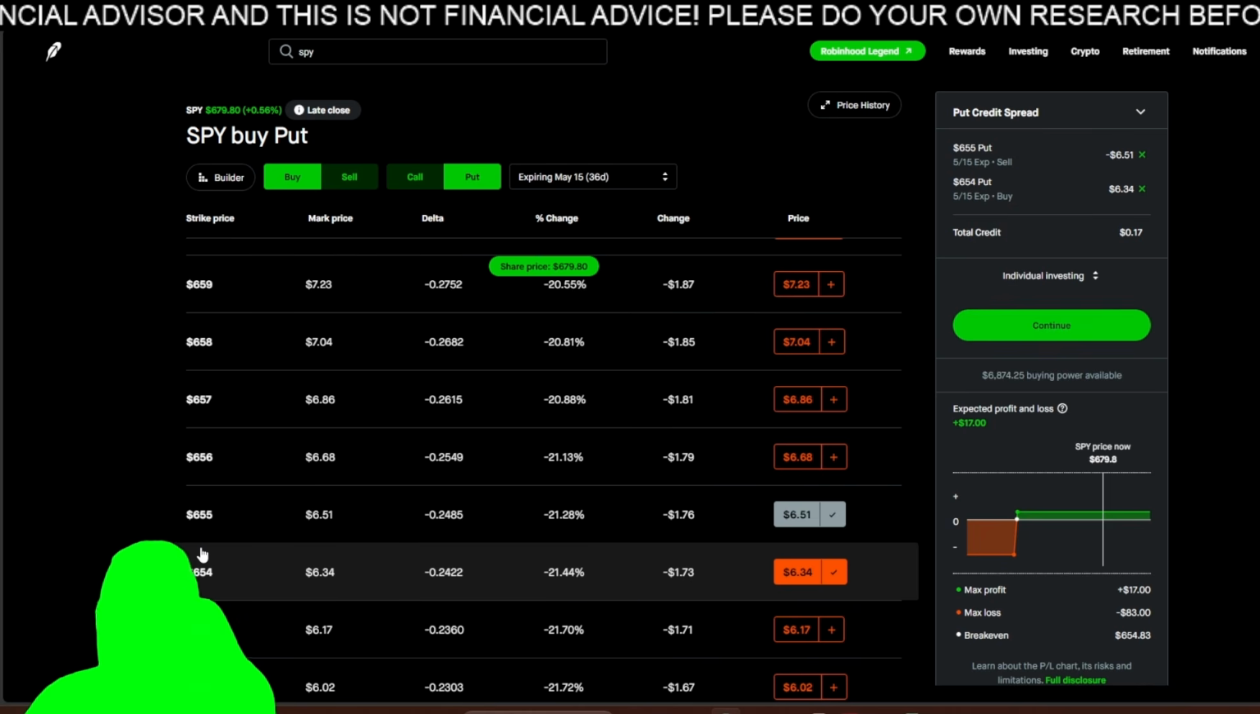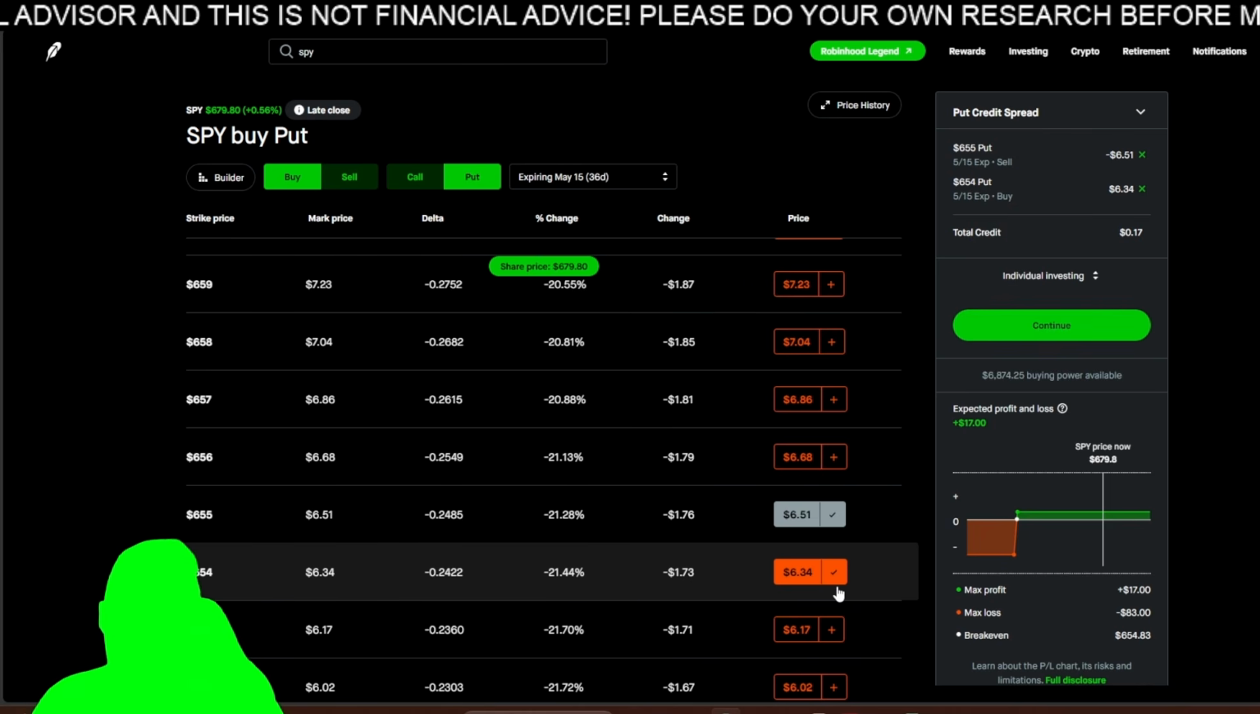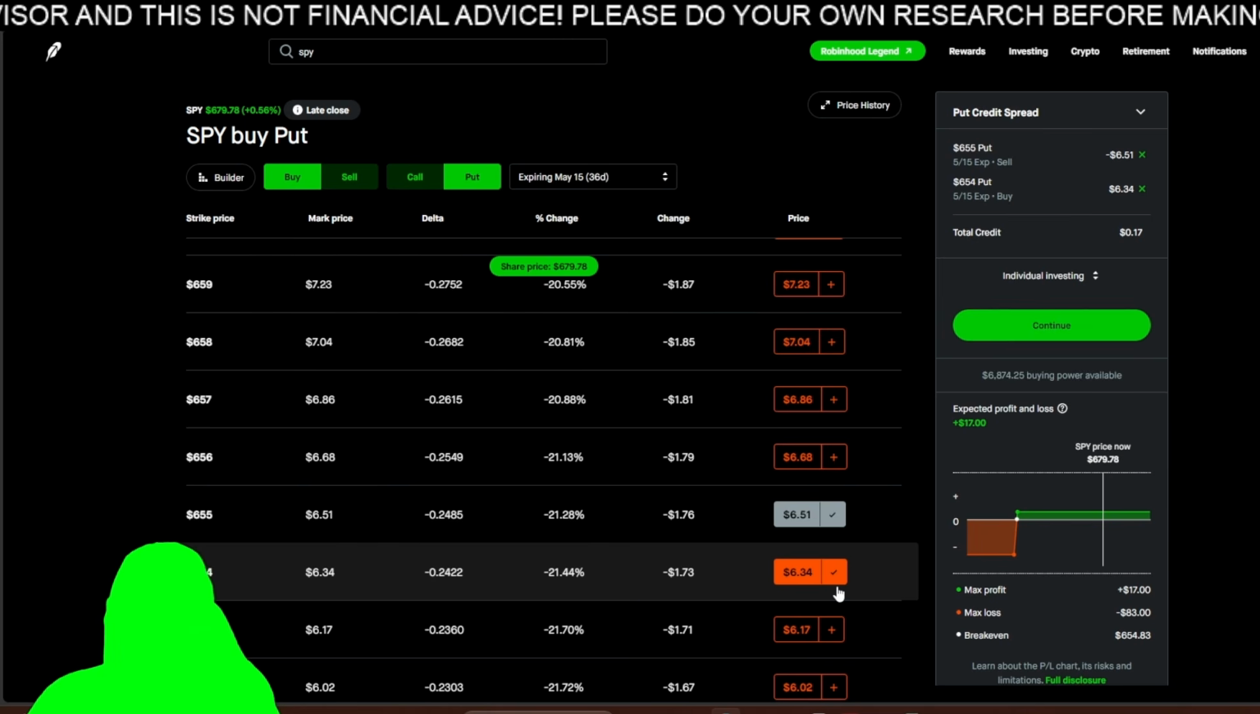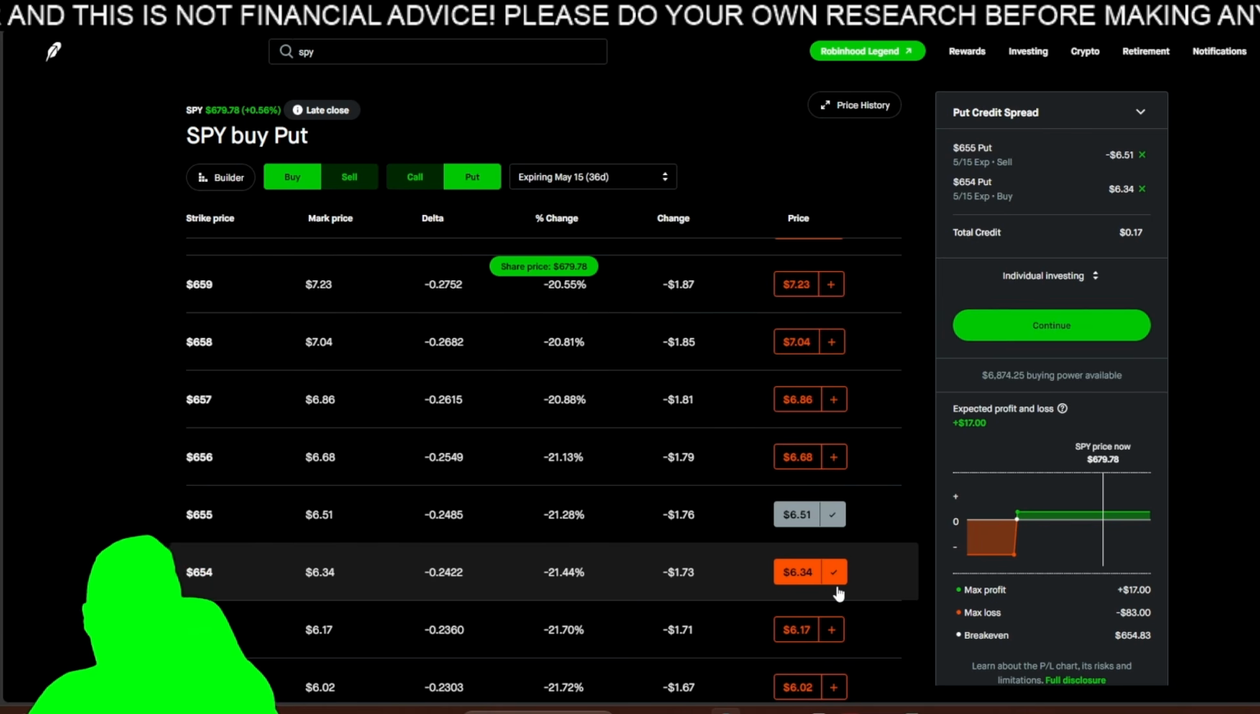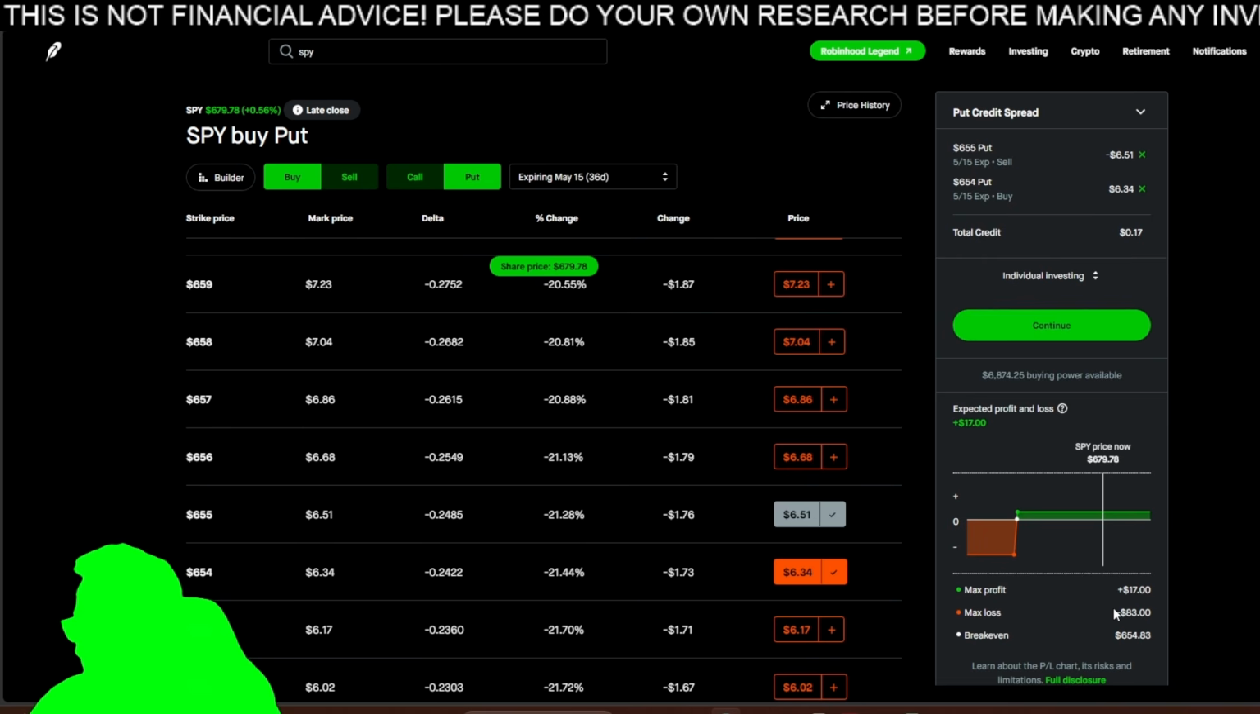And again, the pin risk could be a big problem here. So that would be a way, if you like to be the one to collect passive income, you can get $17 out of $100 here. So you put up $100 in collateral.